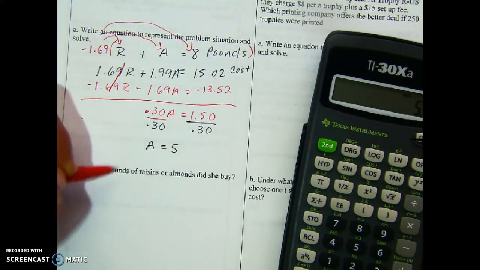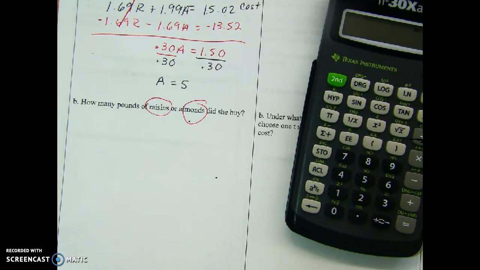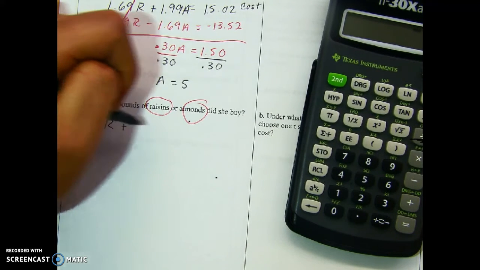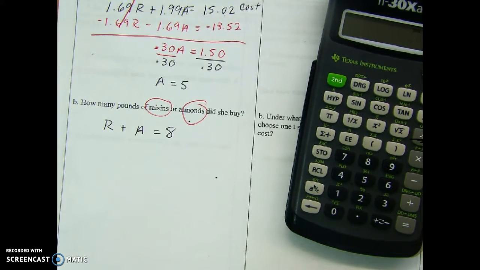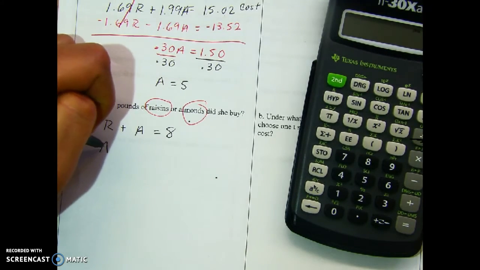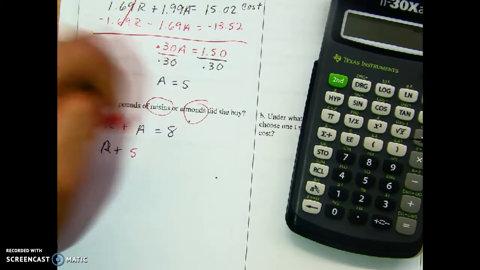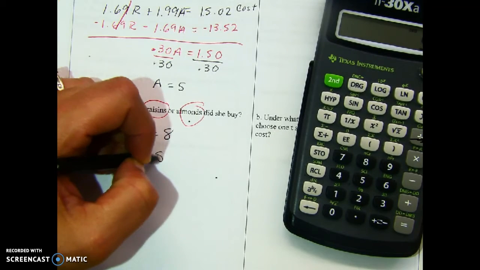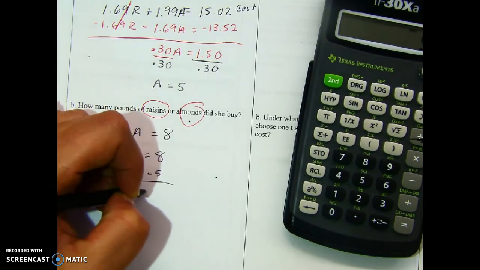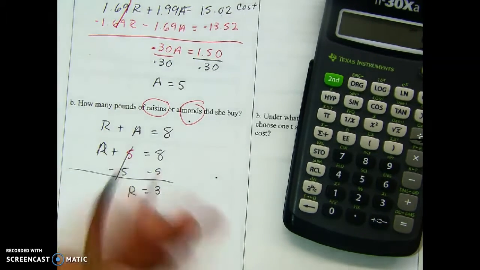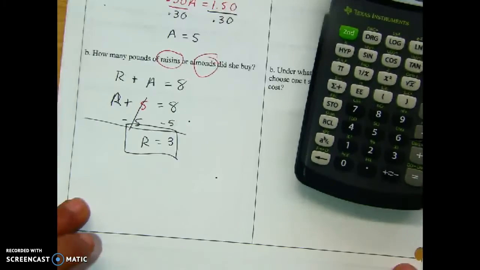So the question here says, how many pounds of raisins and almonds did she buy? Well, if I take my original equation, R plus A equals 8 pounds, we know that raisins plus almonds is 8 pounds. Well, in this case, R plus A, which I'm going to plug in as 5 since we found it, equals 8. If I do the inverse on each side, I'm going to find out R equals 3. In this case, I can write a sentence of reasoning.